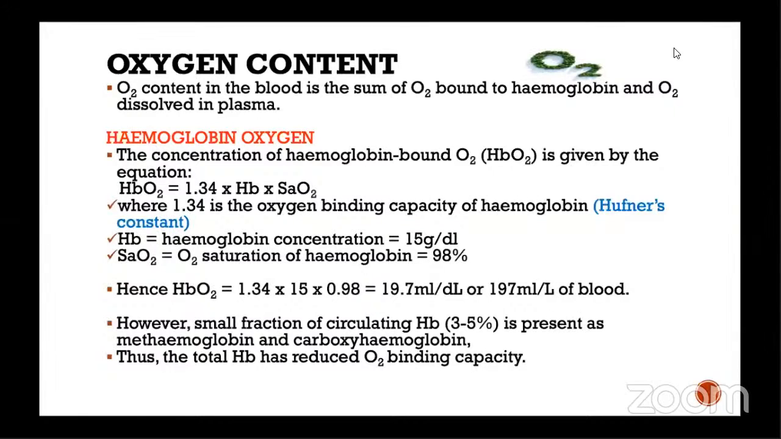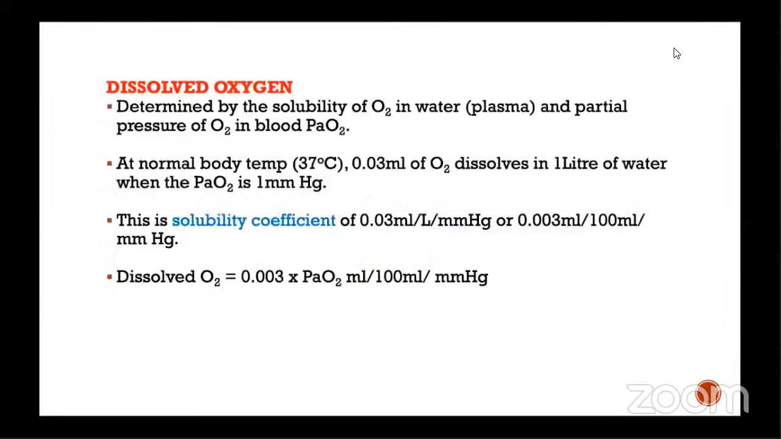However, some percentage of hemoglobin is not really available for oxygen. It can either be combined with methemoglobin or carboxyhemoglobin. Thus, the total binding capacity of hemoglobin to oxygen is actually reduced, and this can be higher in patients that smoke.